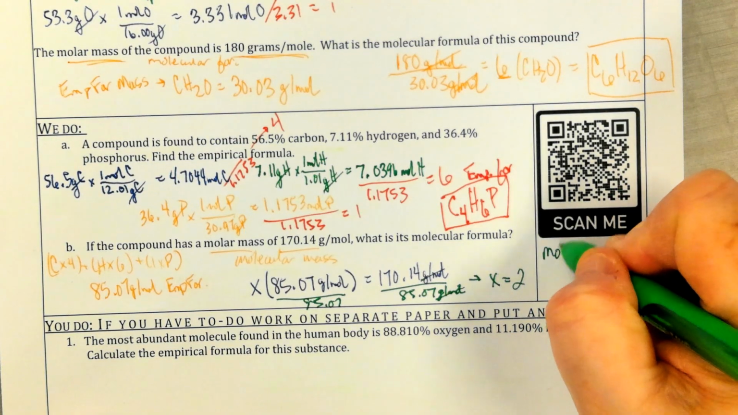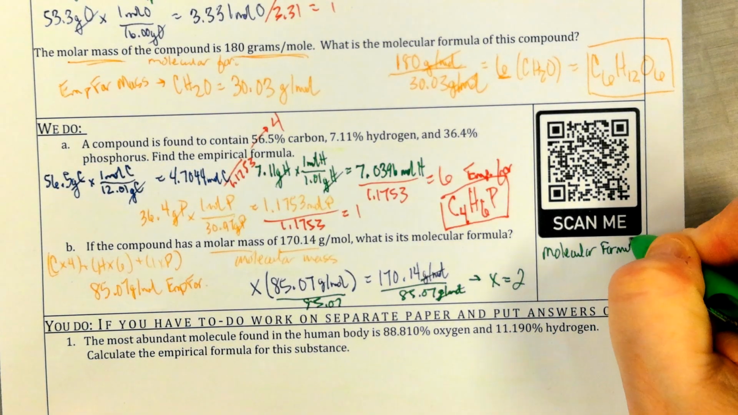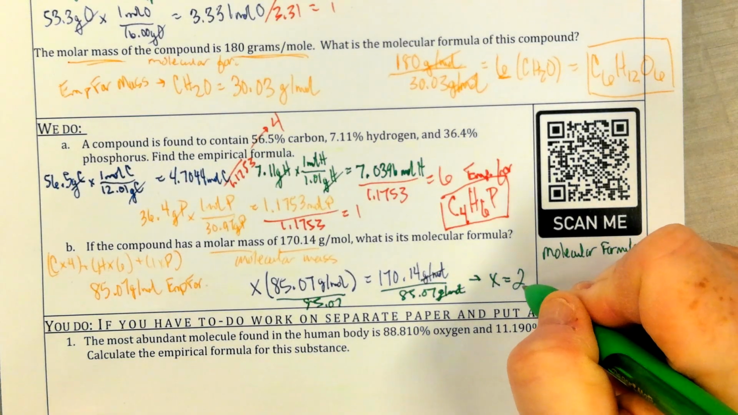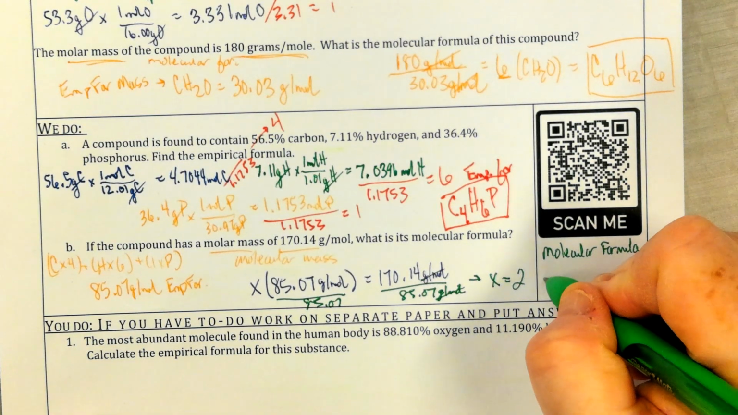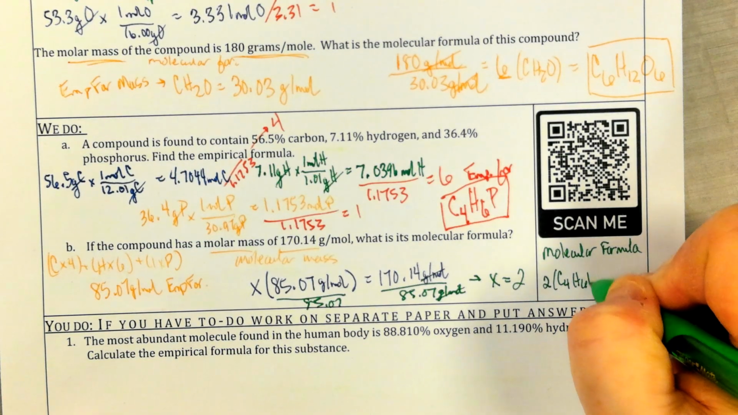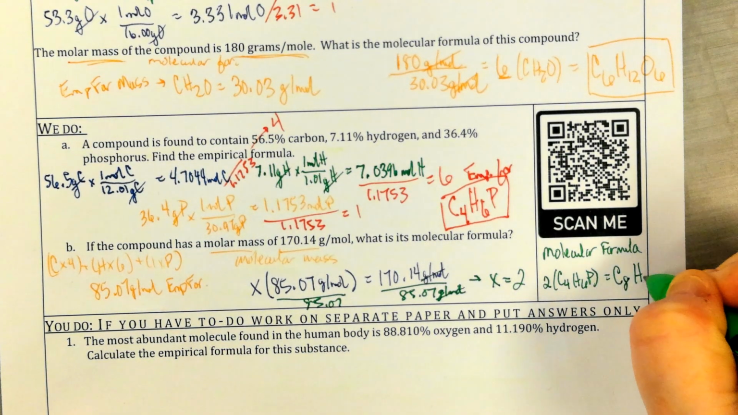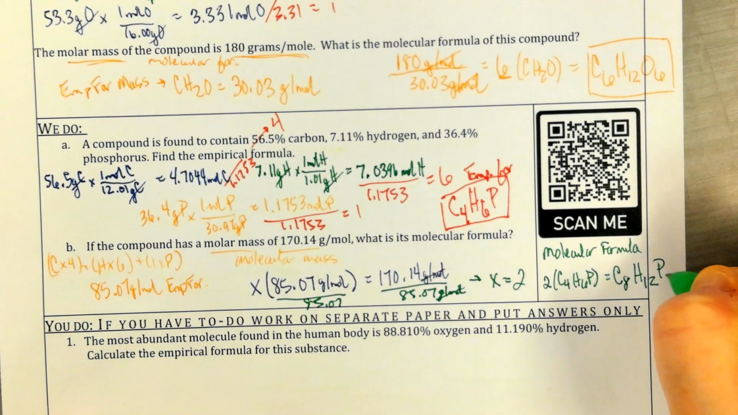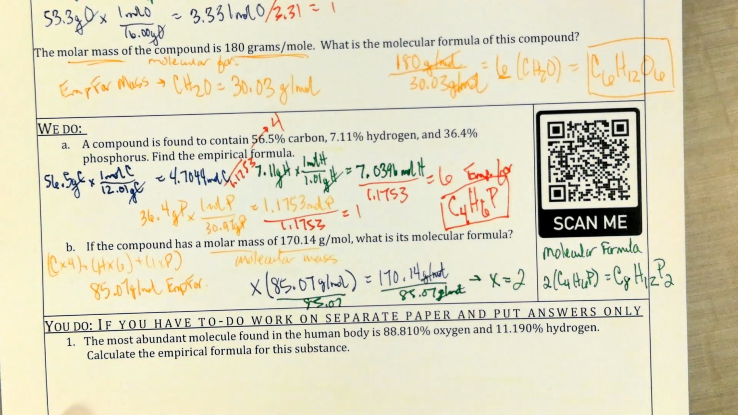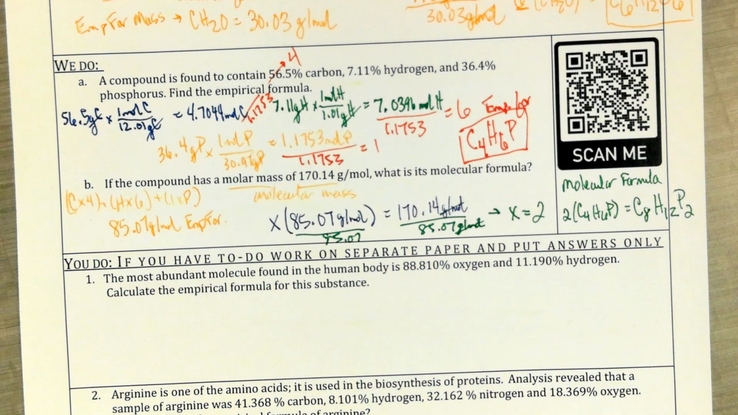So the molecular formula is we take 2 times this. 2 times C4H6P becomes C8H12P2. And that's your molecular formula. Okay? All right, so that is the I do and the we do.